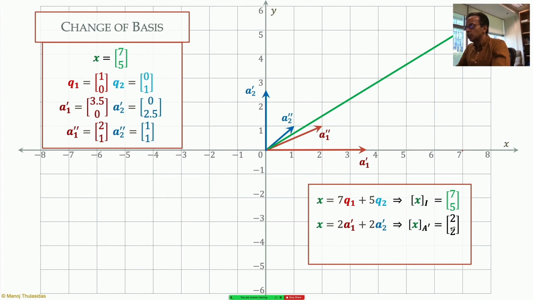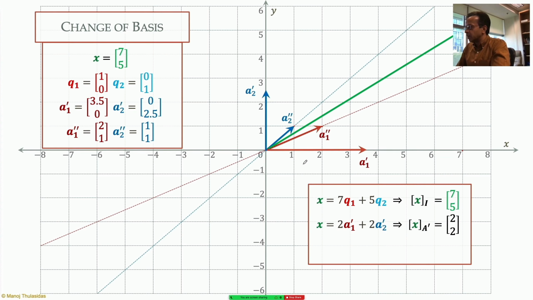Now A1 double prime is (2, 1), A2 double prime is (1, 1). So I have some vectors, and I have to express X as a linear combination of these two, which is possible because clearly A1 double prime is not linearly dependent on A2 double prime. How do I know that these two are not collinear, not on top of each other? So there will be some unique linear combination that will actually give me that. Let's try to find it.